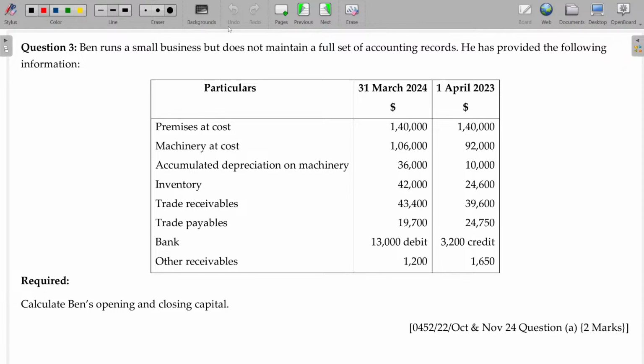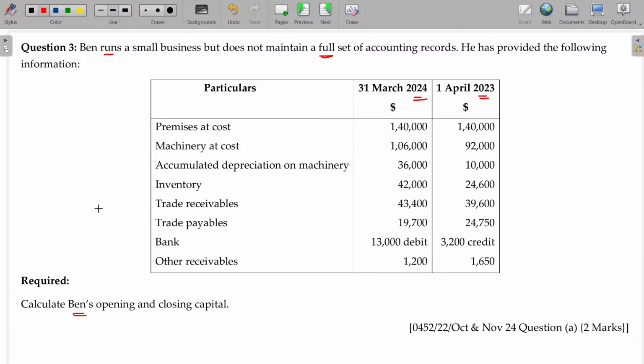Now, Ben runs a small business but does not maintain a full set of accounting records. He has provided the following information. Okay, this is the year end information. This is year beginning information required. Calculate Ben's opening and closing capital.